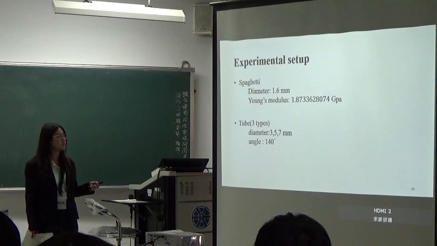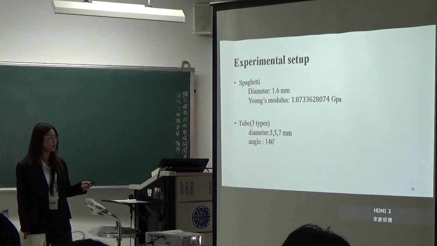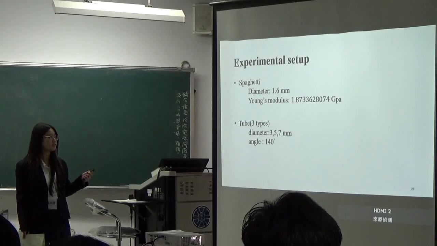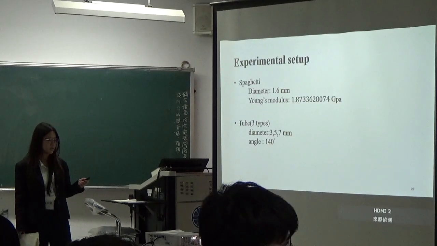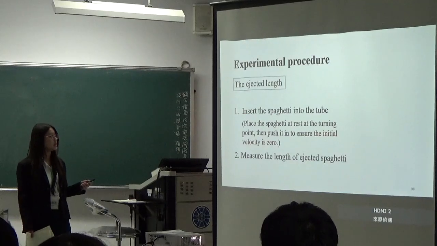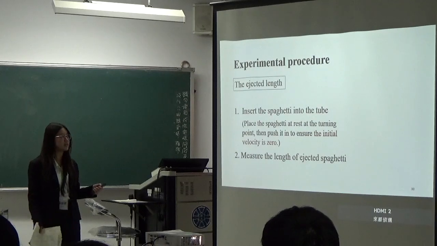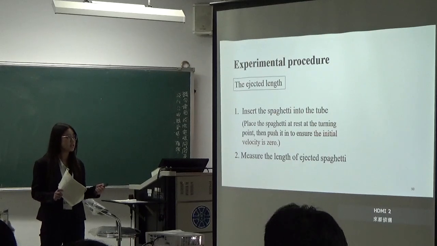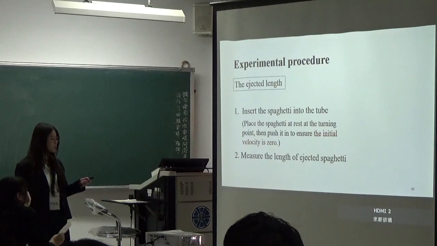Spaghetti: the diameter is about 1.6 millimeter, and the Young's modulus is what we just calculated. The tube comes in 3 types. The diameters are 3, 5 and 7 millimeter, and the angle is the same, about 140 degrees. The ejected length: insert spaghetti into a tube, place the spaghetti at rest at the turning point, then push it into the inserted position. The inserted velocity is 0, and then we measure the ejected spaghetti.